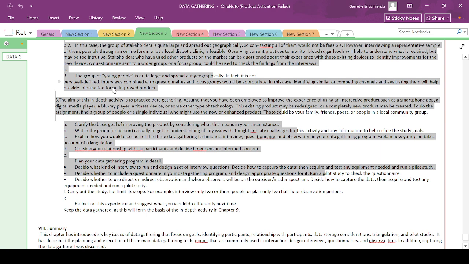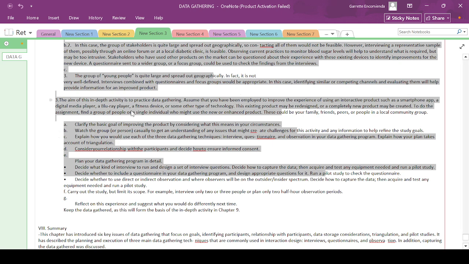The group of young people is quite large and spread out geographically. In fact, it is not very well defined. Interviews combined with questionnaires and focus groups would be appropriate. In this case, identifying similar or competing channels and evaluating them will help provide information for an improved product.